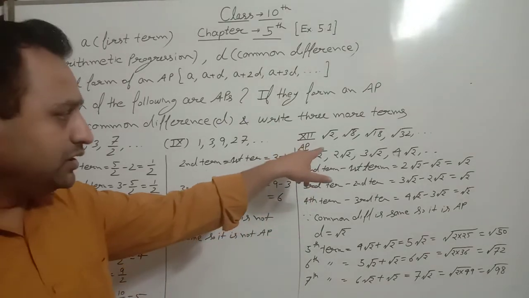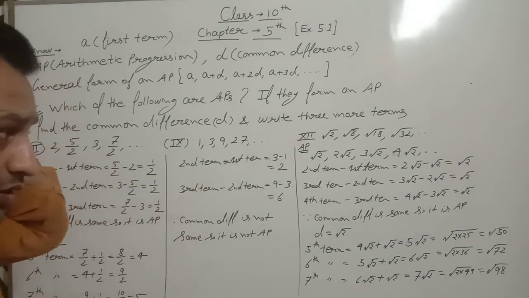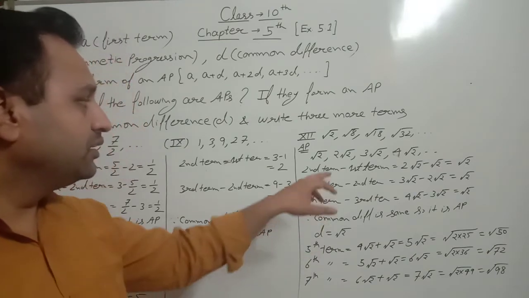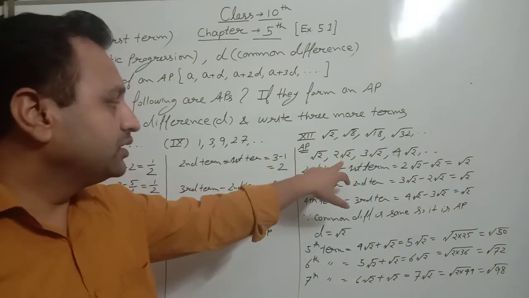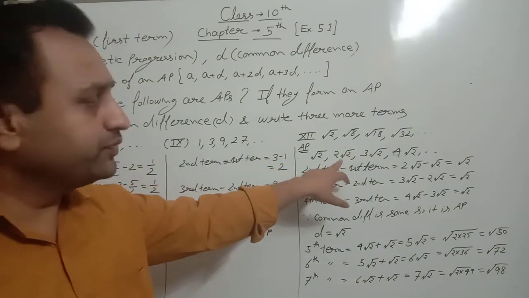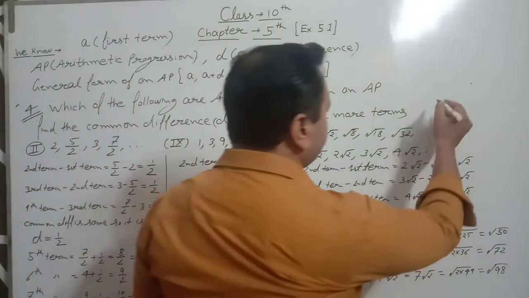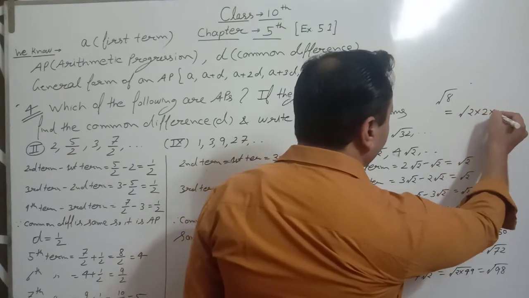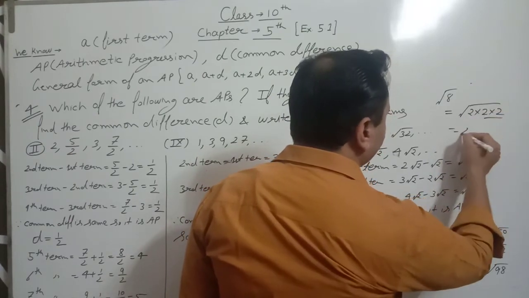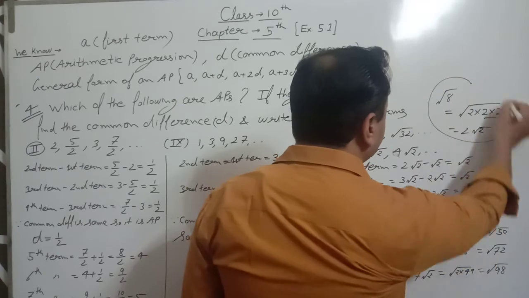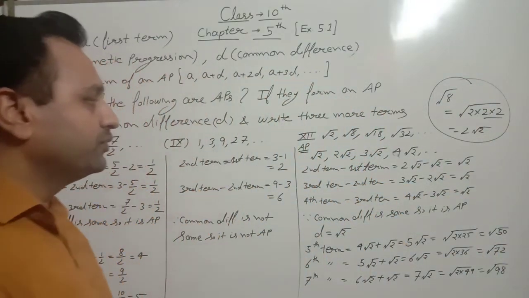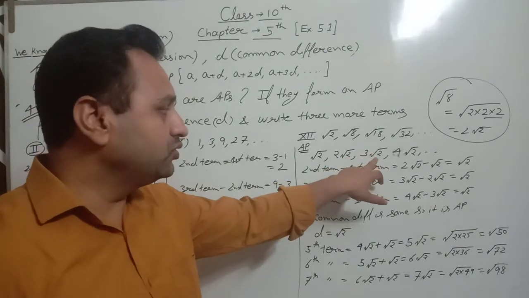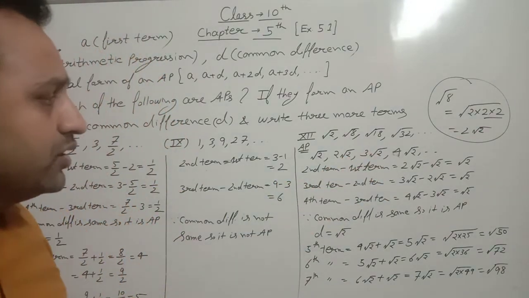In the 12th part, the list of numbers is √2, √8, √18, √32. Firstly, we simplify it. √8 is 2√2. Factorizing √8, we can write √8 as 2√2. Similarly, √18 can be written as 3√2, and √32 can be written as 4√2.